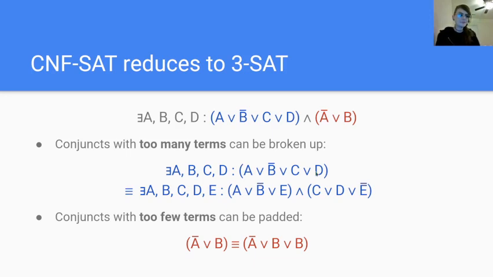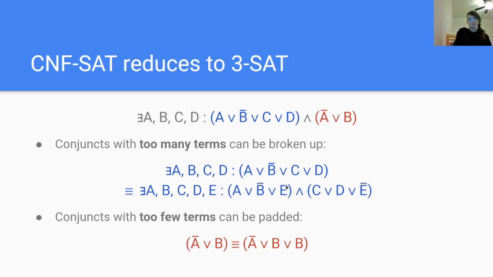We can break it up into two pieces by adding another variable, which we're allowed to do. Remember, we can have as many variables as we want in 3 SAT. We just have to have 3 terms in each conjunct. So this is what we're going to do. We're going to add a variable E, and we're going to stick E onto each conjunct. But E is true in the first one, and E is false in the second one. And I would argue that these two quantified logical expressions are equivalent. One is true when the other is true, and it's only true when this one's true.